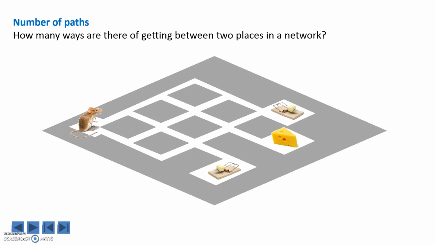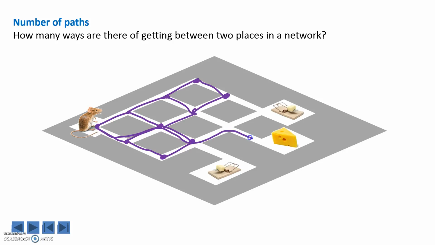You might have a puzzle like this. How many ways are there of getting between two places in a network? So we would work out what that might look like by actually taking the original diagram and turning it into a network, into a circuit, and using the rules that I will give you, you'll be able to work out possibly where the shortest pathway may be.